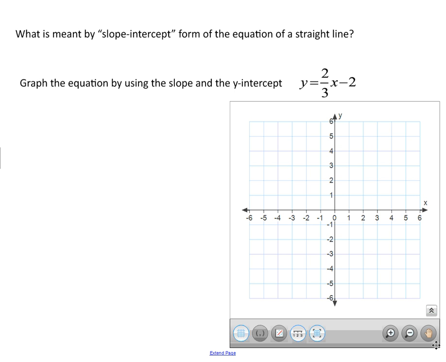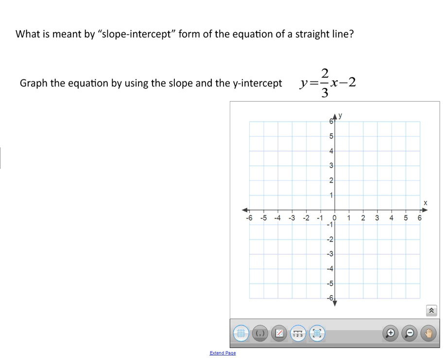Okay, so now that we have a little bit of a stronger handle on the idea of what is meant by slope from our first two videos, let's talk about a form of equation of a line called the slope-intercept form, which gives us more information about both the slope and a point, and we can extract that information directly from the equation of a line.